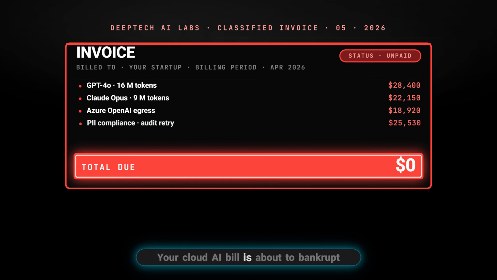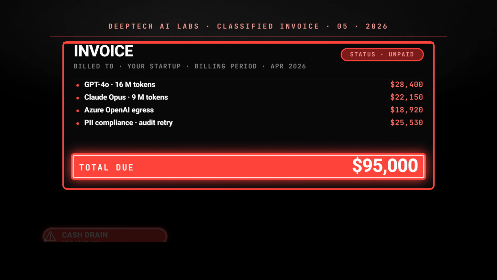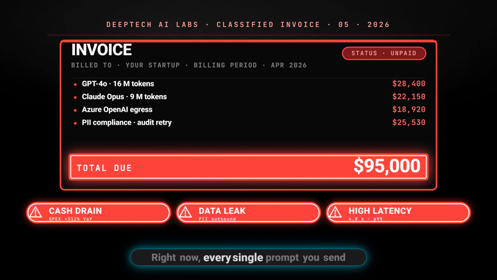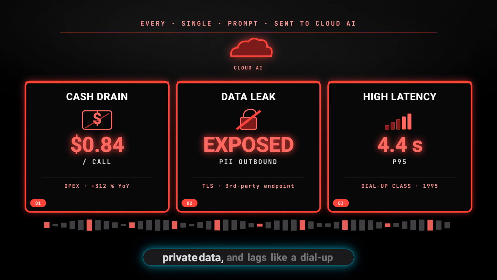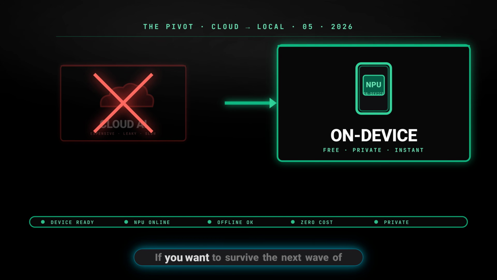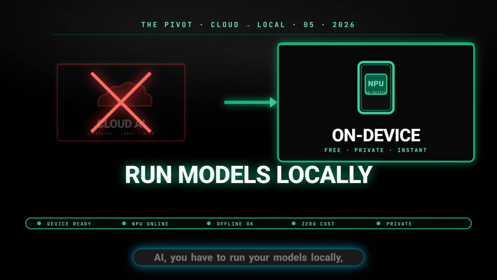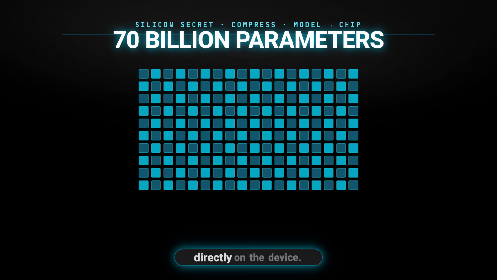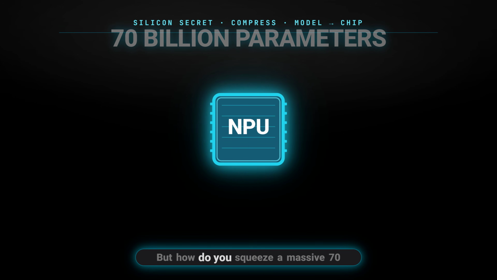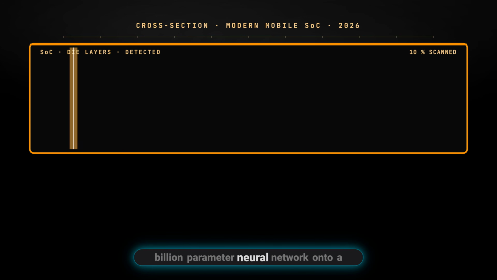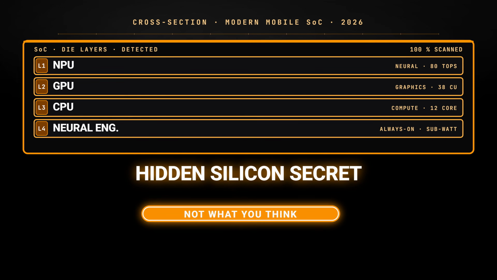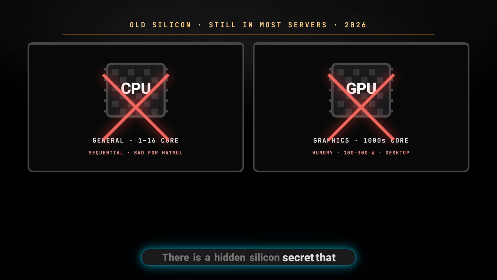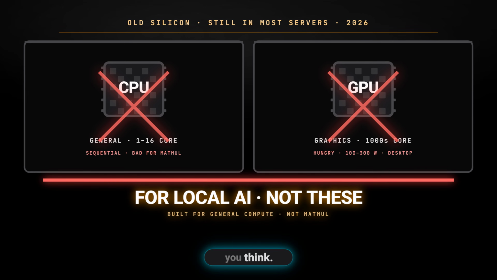Your cloud AI bill is about to bankrupt your business. Right now, every single prompt you send to OpenAI or Anthropic drains cache, leaks private data, and lags like a dial-up connection. If you want to survive the next wave of AI, you have to run your models locally, directly on the device. But how do you squeeze a massive 70 billion parameter neural network onto a pocket-sized chip without melting the motherboard? There is a hidden silicon secret that makes this possible, and it's not what you think.